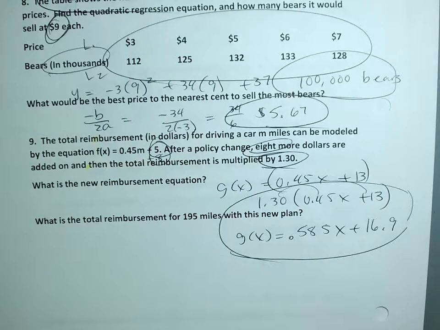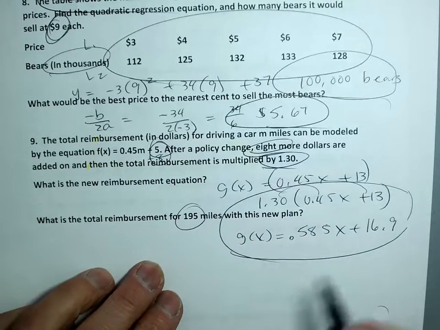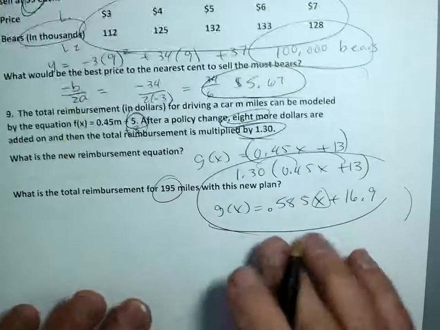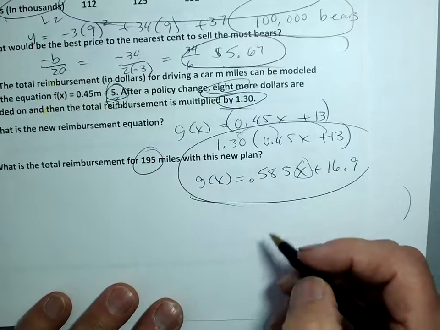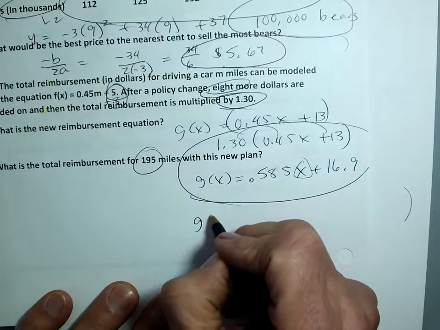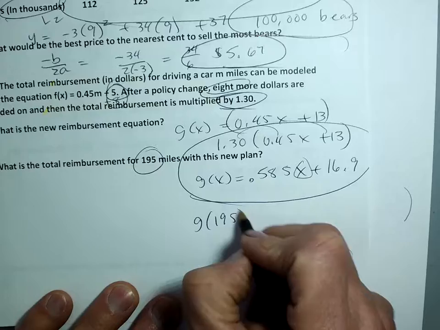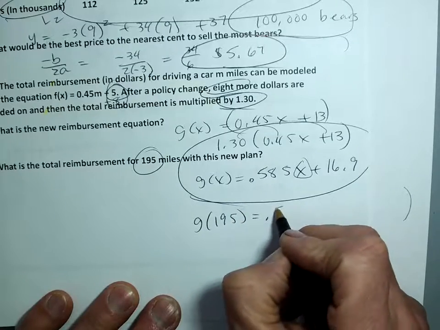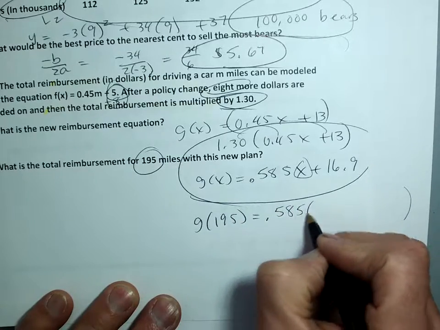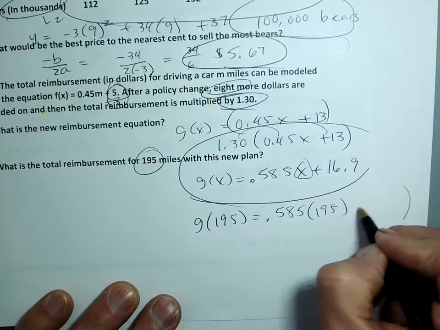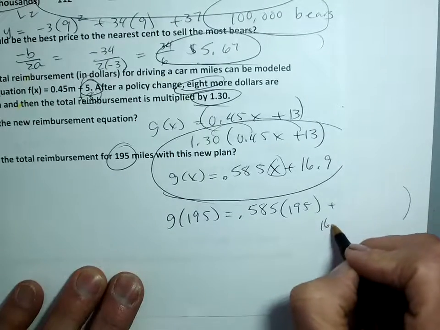Now, 2 minutes to go. The bell's going to ring. I'm going to make it perfect. Let's just plug 195 in. Good thing I didn't copy off homework because I wouldn't have given it anyway, right? g of 195 is equal to 0.585 times 195 plus 16.9.